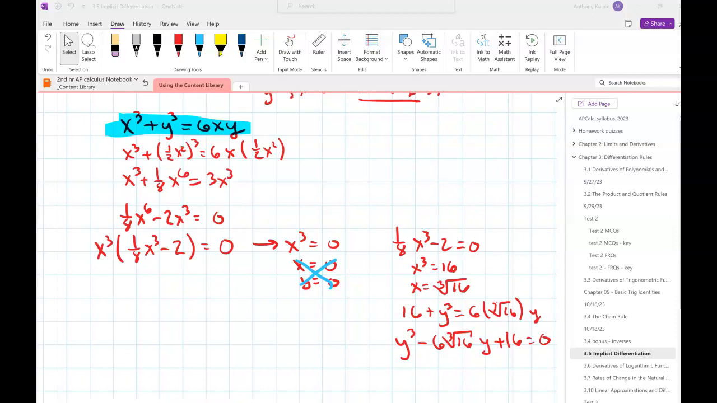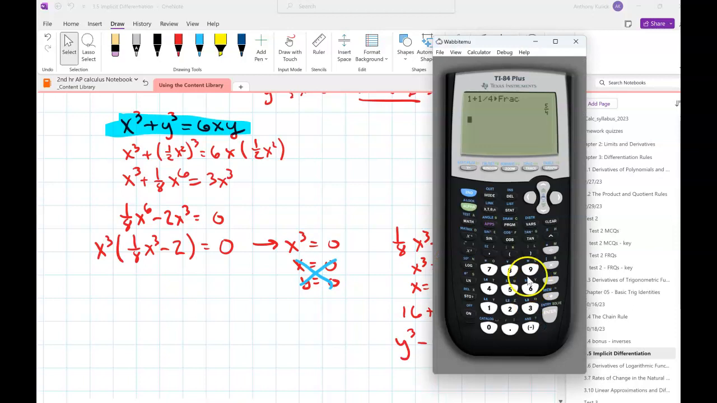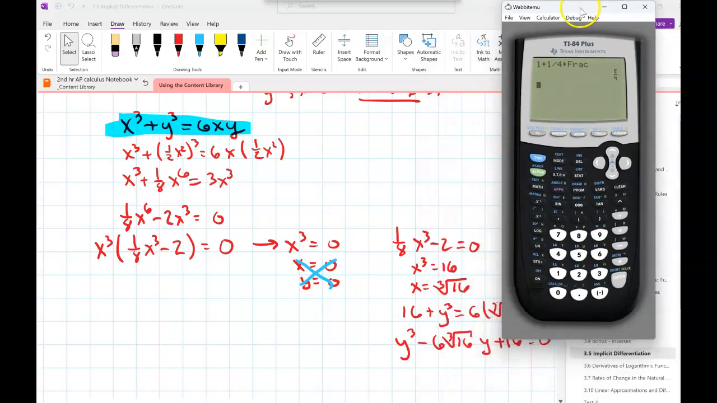Well, I'm just going to replace the y's with x's and just solve for x. Oh, I wrote this thing wrong. Come on, calculator. You're supposed to show up. Oh, never mind, I forgot.